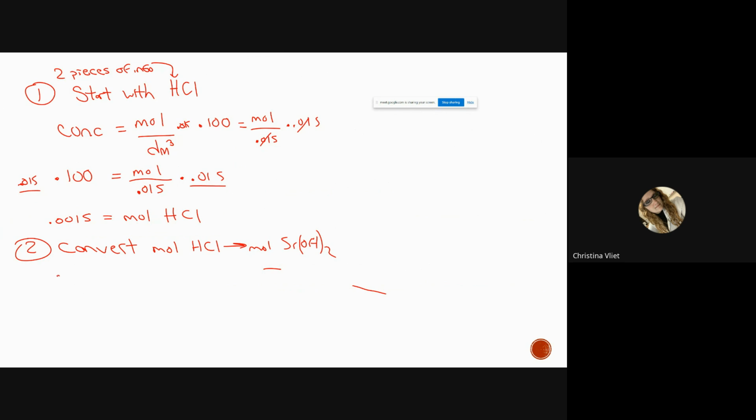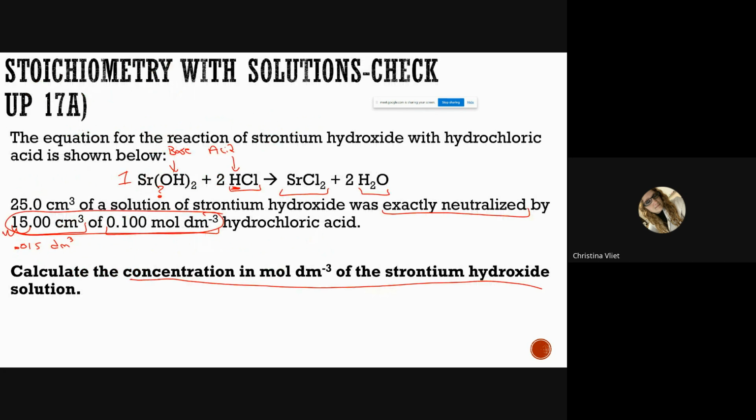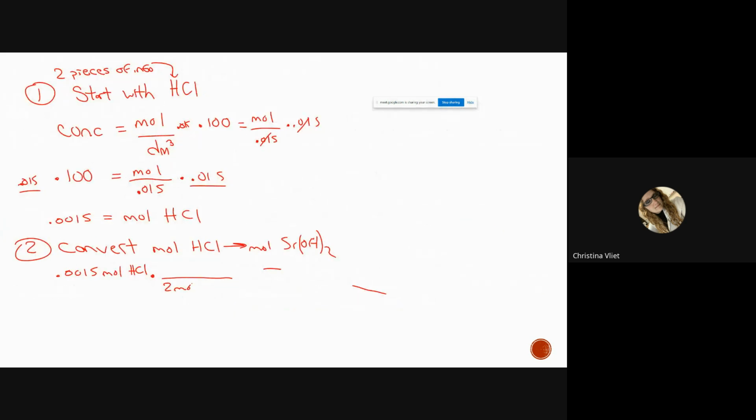Divide by 2, correct. And I'm just going to show the correct canceling. What we have to plug in is that there's 2 moles of HCl for 1 mole of strontium hydroxide. So what this means is 2 moles of HCl goes at the bottom, and 1 mole of strontium hydroxide at the top. Put an invisible 1 on the bottom there, and 0.0015 divided by 2 is like what? 0.00075, something like that. Double check my mental math.